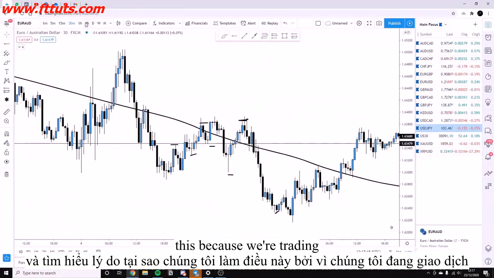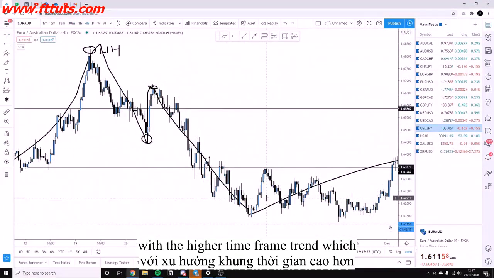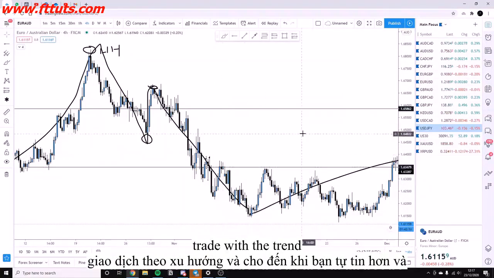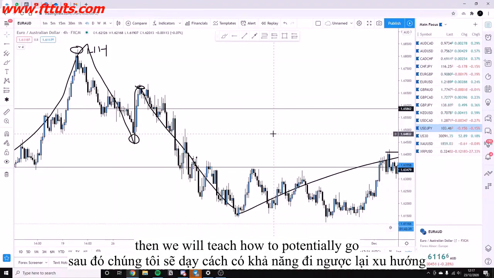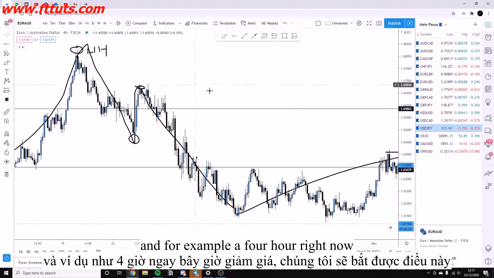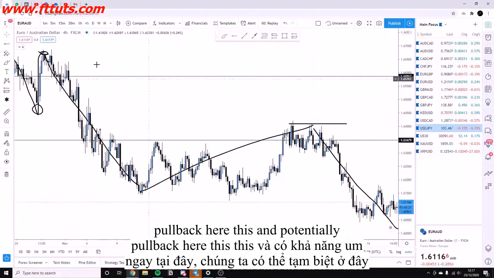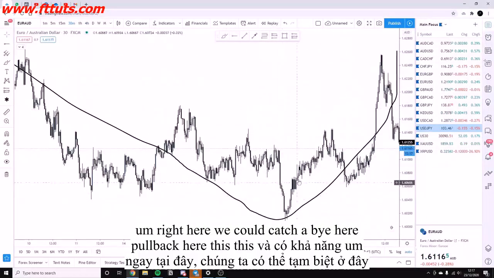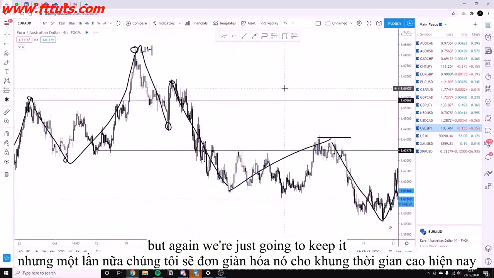The reason why we do this is because we're trading with the higher time frame trend, which is always what you want to do. The trend is your friend, you always want to trade with the trend until you get more confident, and then we will teach how to potentially go against the trend. For example, 4-hour right now, bearish, we're going to catch this pullback here, and potentially right here we could catch a buy. But again, we're just going to keep it simple for now.